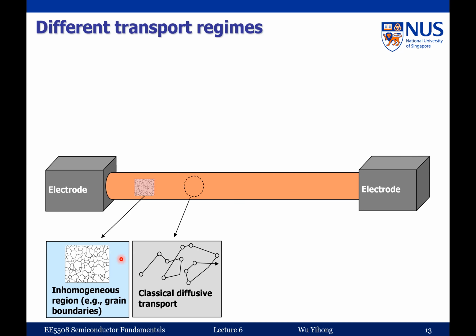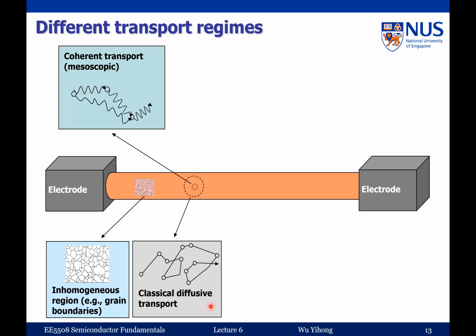The next region we look at is inside each grain. Inside each grain you still have scattering by defects, by lattice vibration, and also by the electrons themselves. That's why the electron will not go by a straight path. The electron will diffuse from one place to another, so it will not take a straight path from this point to this point. Before it reaches from here to here, it will be scattered many, many times. This is called classical diffusive transport, and this is the regime that we will use in this module.